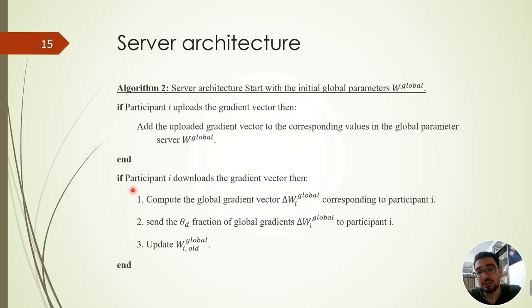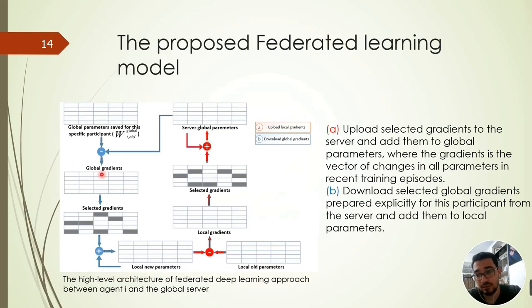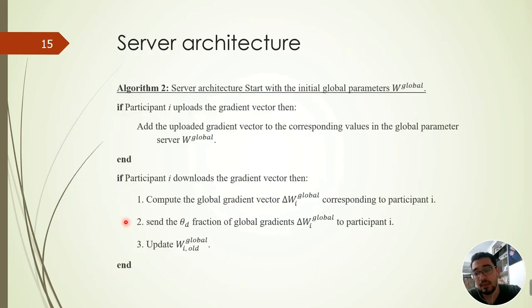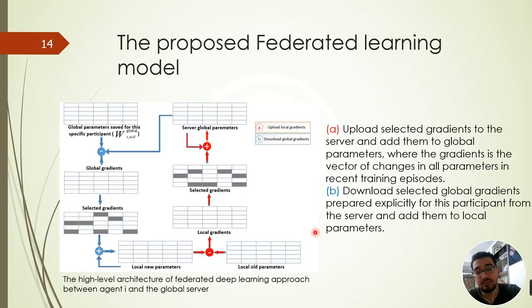The second part happens when the participant wants to download the gradient vector from the server. In this situation, the global server has to take these three steps. In the first step, the server has to compute the global gradient. Then the server has to select a fraction and send the global gradient to the participant.